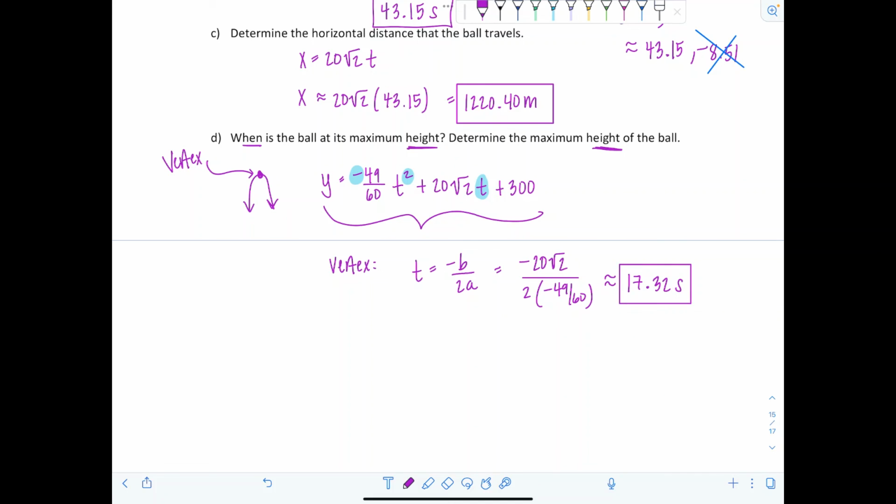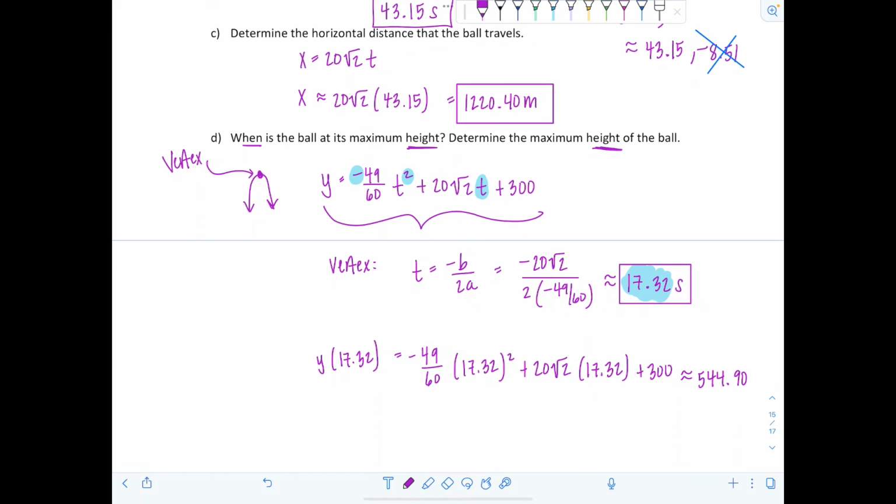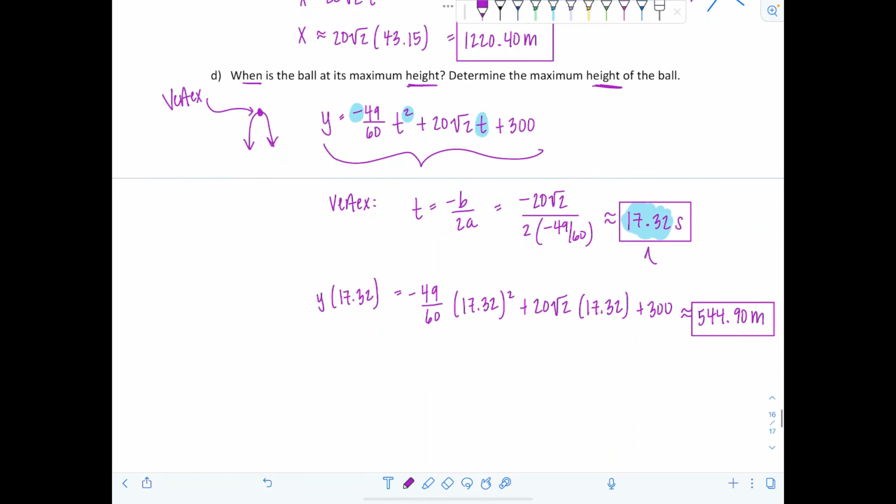I only rounded to write my final answer. If you're especially paranoid, leave that number in your calculator. And then when you're figuring out the max height, you can just use that second answer key. So y of 17.32 is going to be negative 49/60 times 17.32 squared plus 20√2 times 17.32 plus 300. And this is about 544.90 meters.